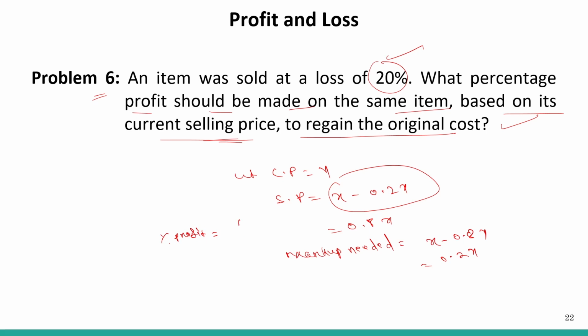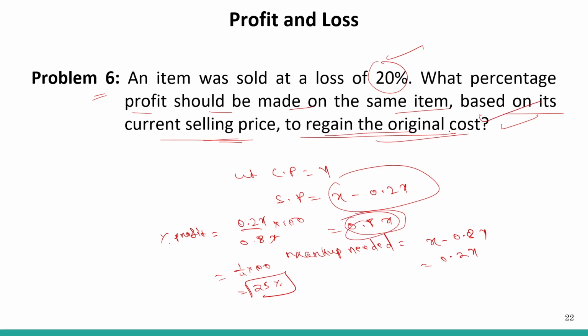So percentage profit is equal to what? Profit. So profit is equal to 0.2x. This much amount of profit we need, on a cost price of this much amount, 0.8x. So it will be 0.2x by 0.8x into 100. So x cancels out. So 1 by 4 into 100 is equal to 25%. So 25% markup or profit we need on this price so that we can regain the original cost.